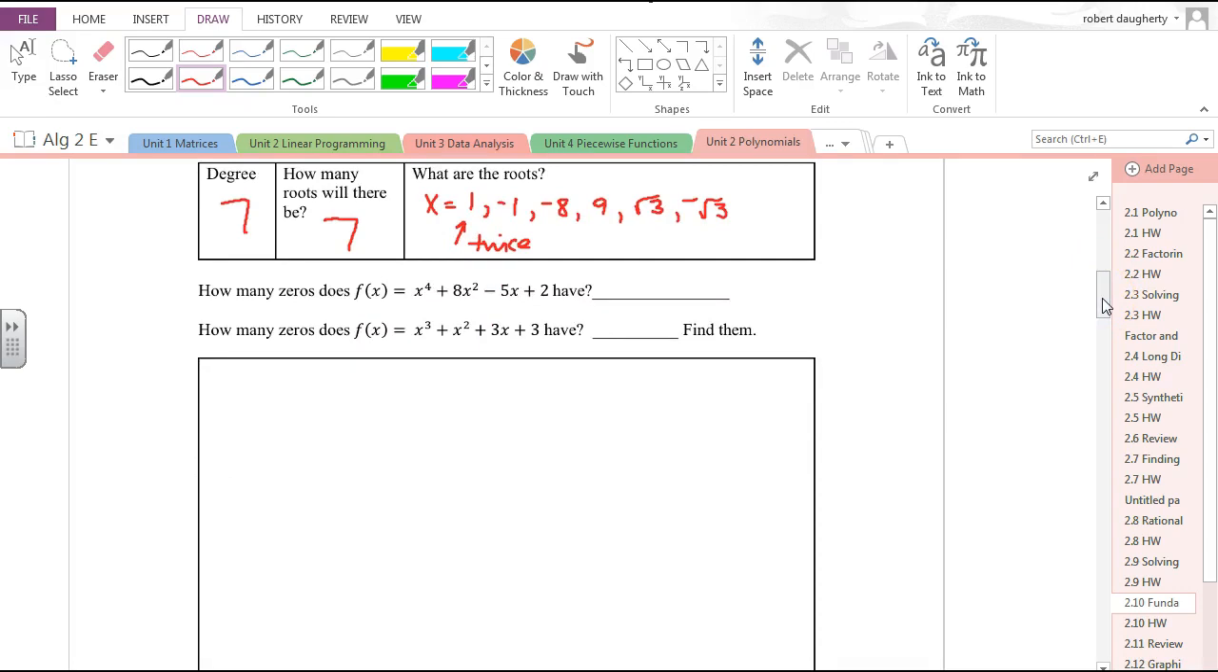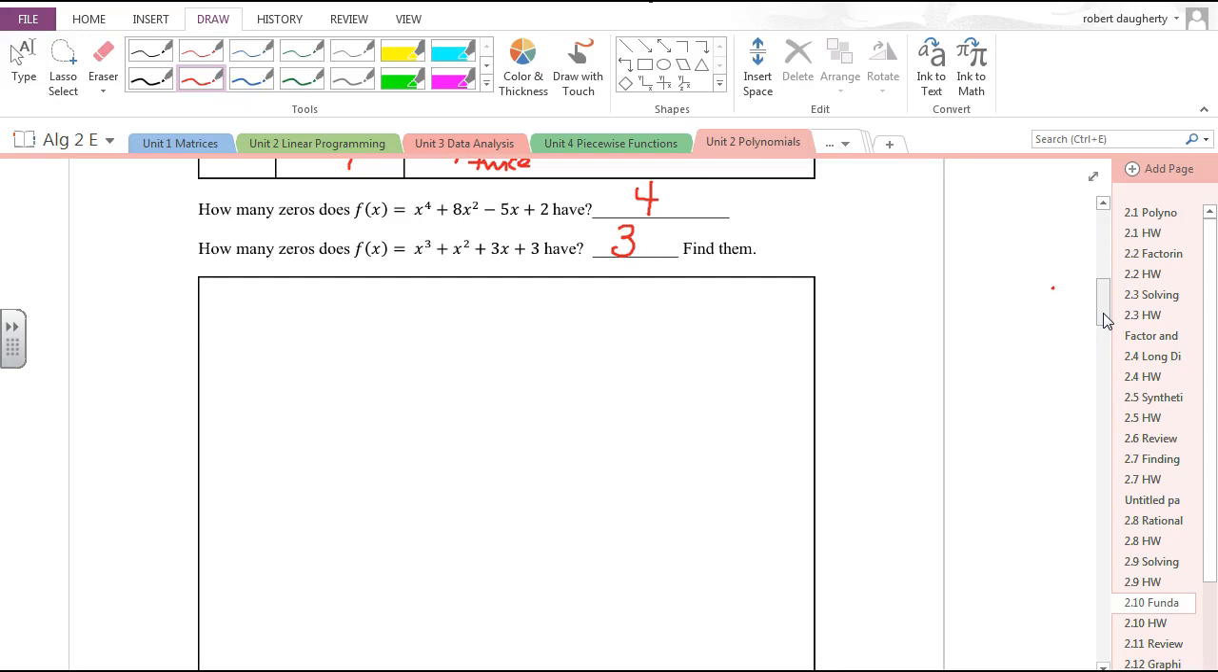How many zeros? Well, first of all, what is the degree of this one? 4. How many zeros does it have? 4. It's 4th degree. It has 4 zeros. Okay. This one is 3rd degree. I want everybody to get this right. 3rd degree. How many zeros does it have? 3. And then it has 2 words that the other problems did not have. Find them. How do we find the zeros of this polynomial?